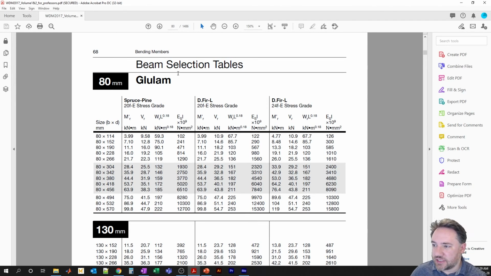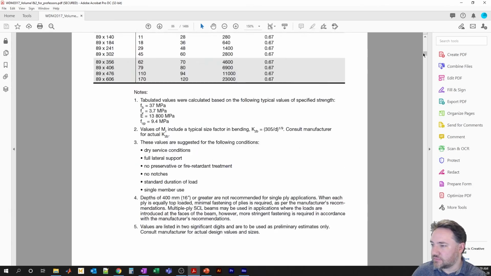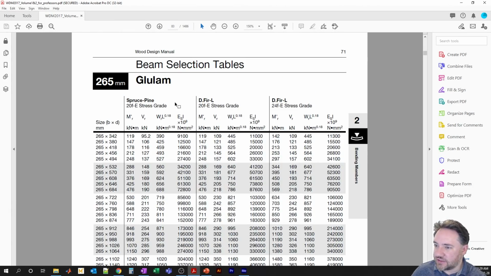So if I go to the beam selection tables now, I have again my correct stress grades. Okay, so let's look at the strength of this. Now these are just the 20FE stress grade, so 20FEX is going to be a little bit stronger. We're going to calculate the actual value later. So we had a 265 by 380, which is this one here. We're looking at spruce pine. So the moment resistance is 147, the shear resistance is 106, and the EI is 12,500. We'll need that number when we calculate deflection, but let's just leave it out for right now.